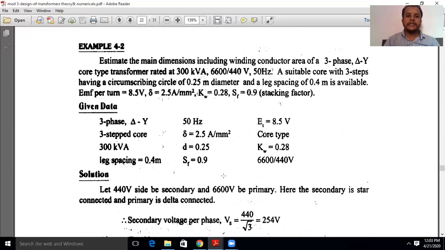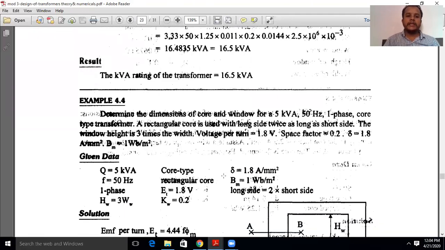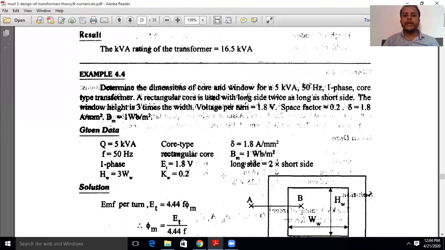Now we'll discuss the next example. Determine the dimensions of core and window for a 5 kVA, 50 Hz single phase core type transformer. A rectangular core is used with the long side twice as long as the short side. The window height is 3 times the width.